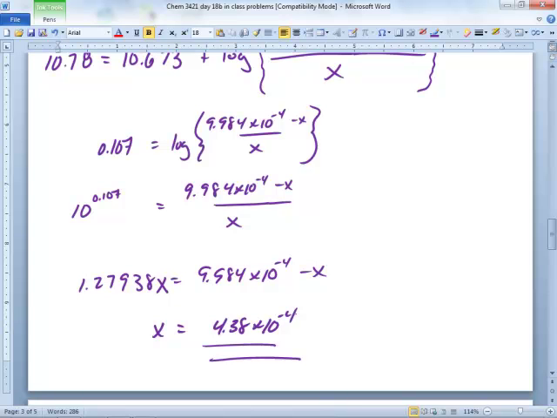So anyone having trouble getting the x? All right. So add x to both sides. So you'd have 2.27938 equals that number. Then divide both sides by 2.27938. So you divide this by 2.27938. Right side over here, so instead of 227, it's 2.